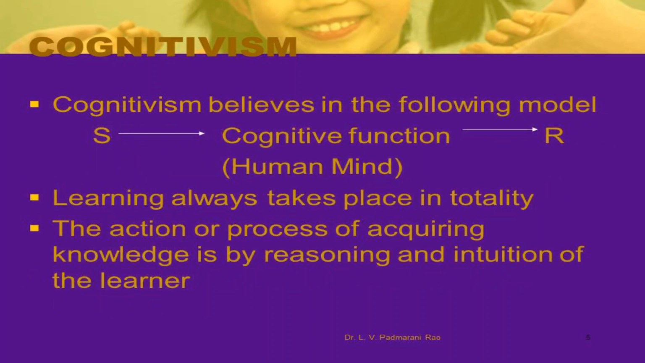Cognitivism believes in the following model: stimulus is important, giving rise to response, but when stimulus is given, there is something in the human being called the human mind, and thinking comes into action. So learning always takes place in totality, is what cognitivism believes, and not bit by bit learning as the behaviorists argue. The action or process of acquiring knowledge is by reasoning and intuition of the learner.